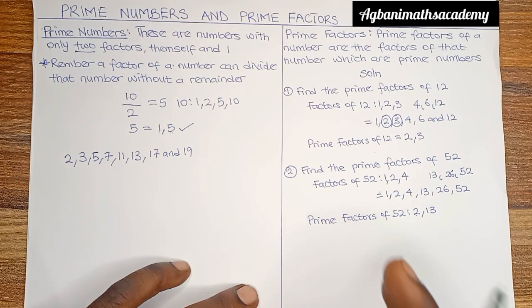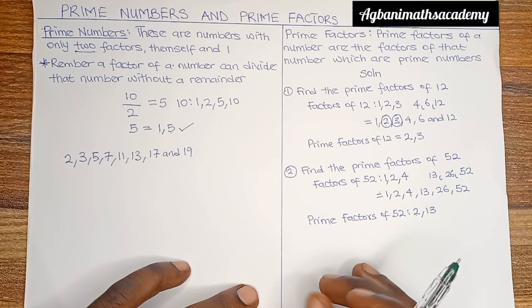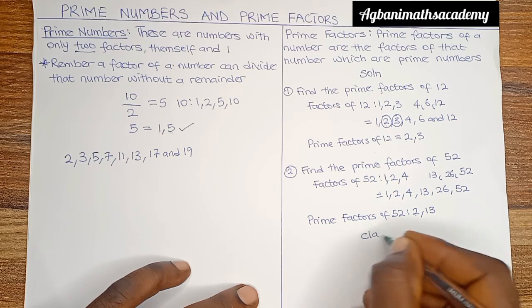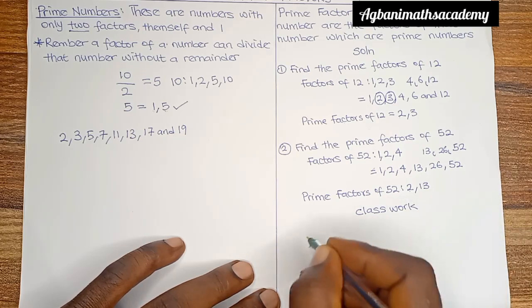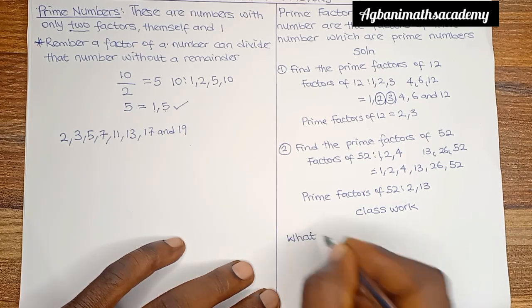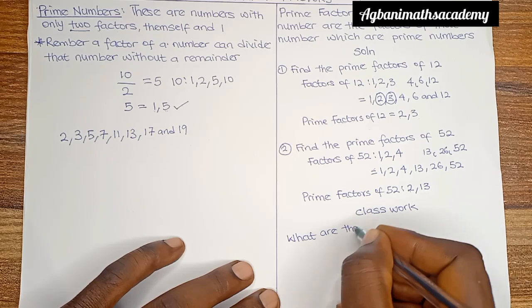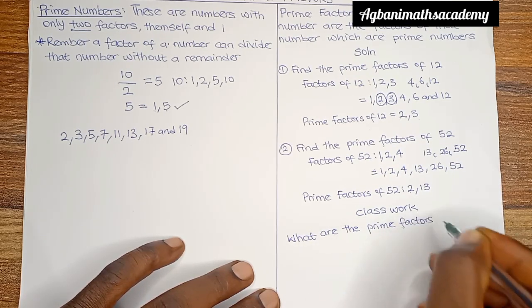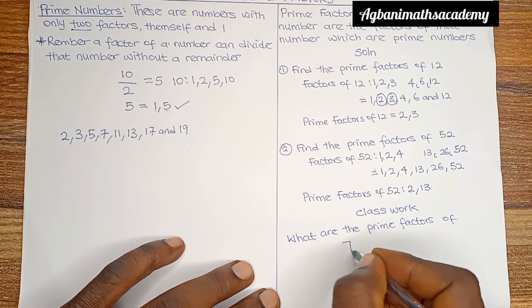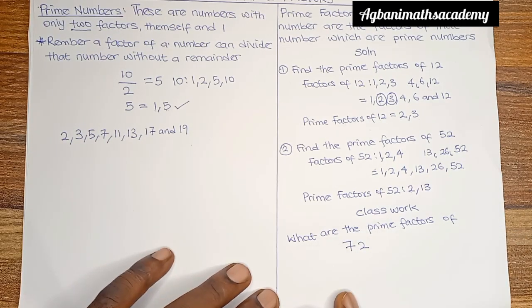So this is the way to calculate prime factors of a number. I would like to see the answer to this question in the comment section. Okay. What are the prime factors of 72? Leave your answer in the comment section.